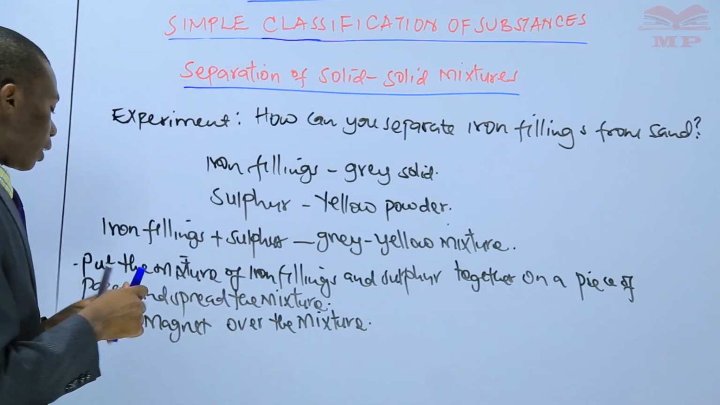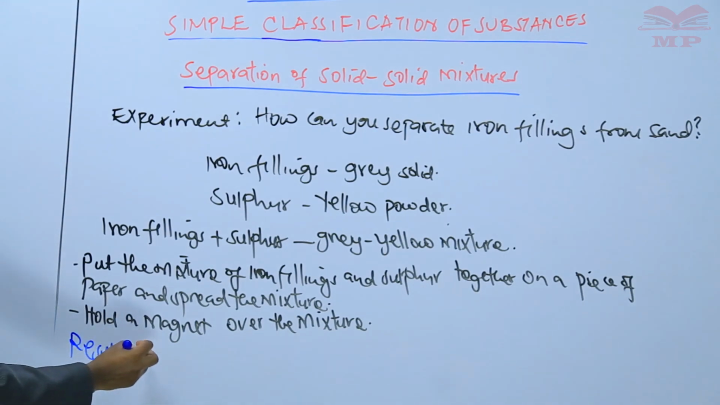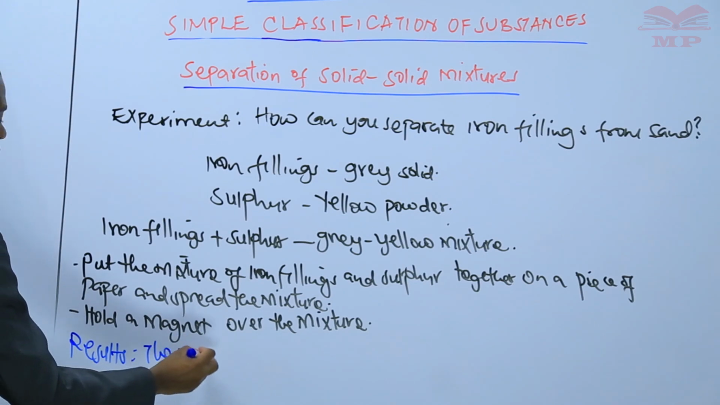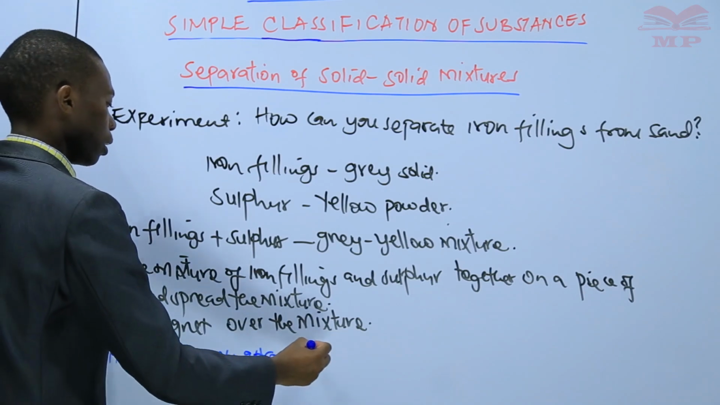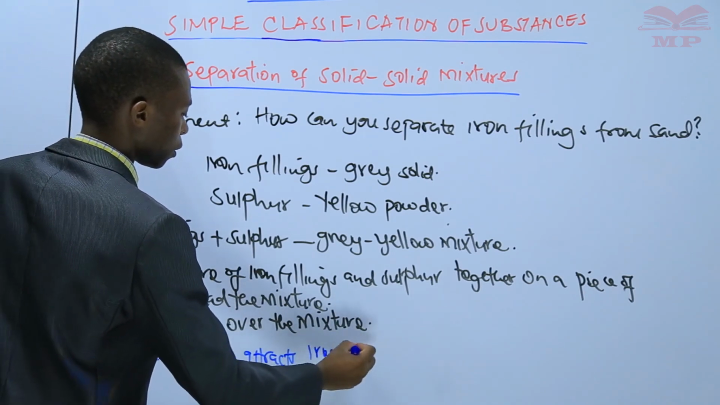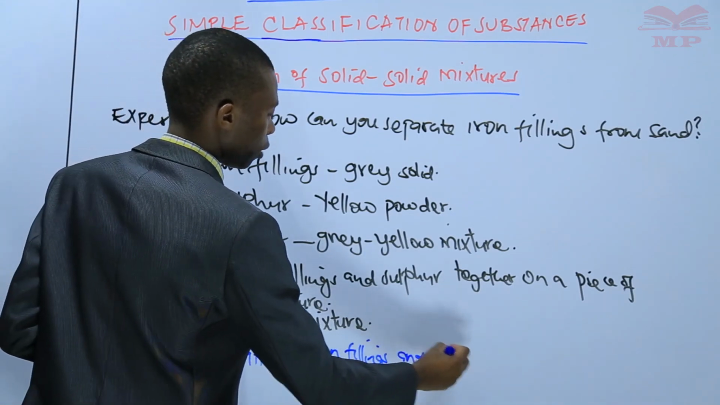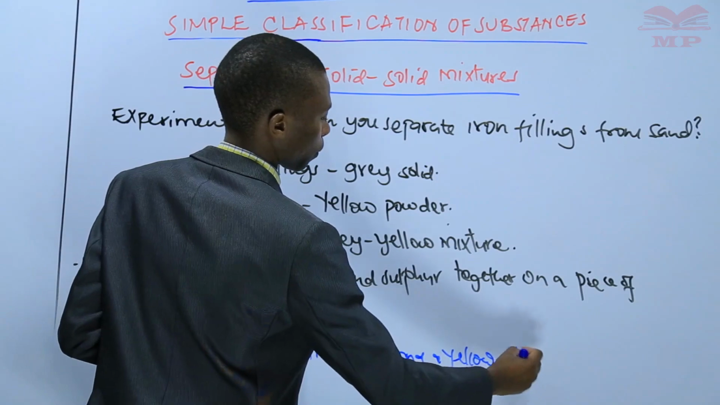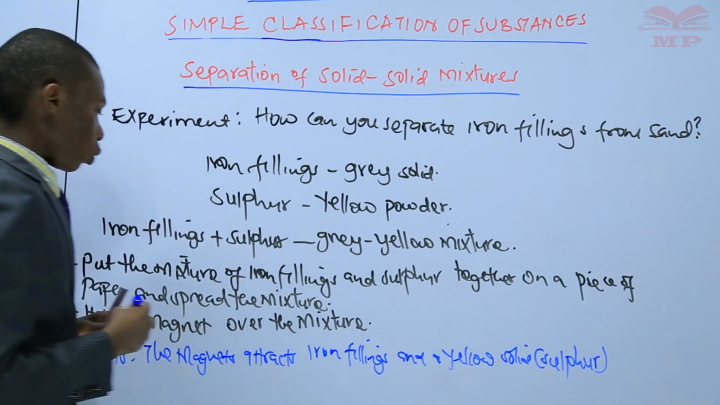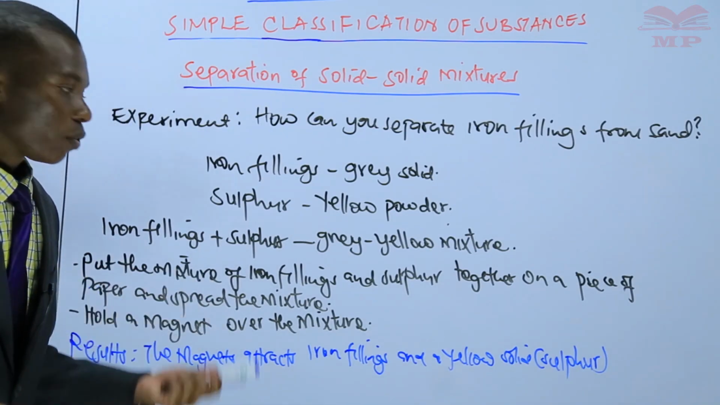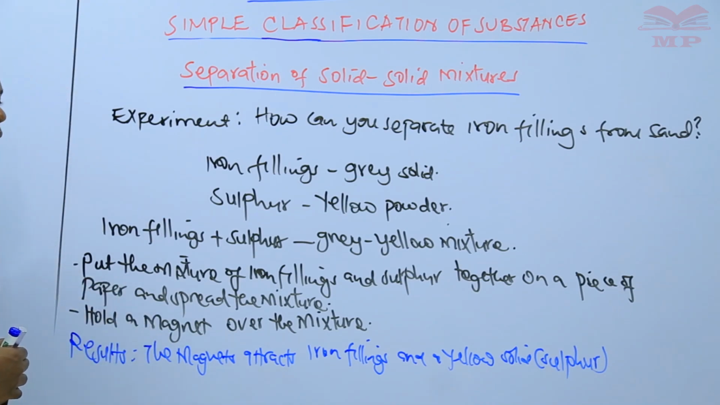So the result is the magnet attracts iron filings and a yellow solid is left. Remember, this yellow solid is sulfur. So the magnet attracts iron filings and a yellow solid is left on the piece of paper.